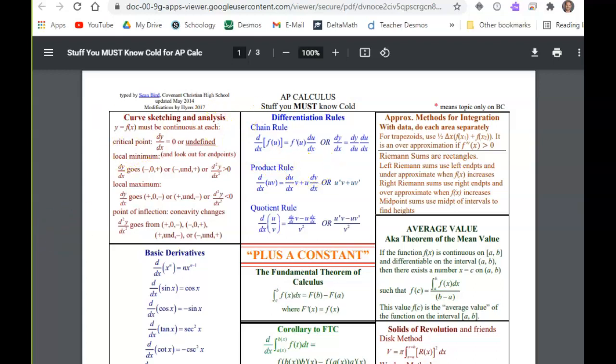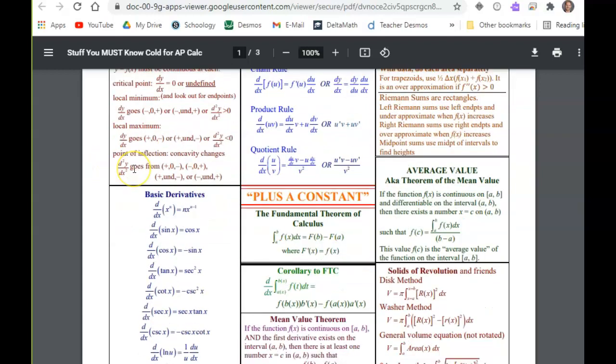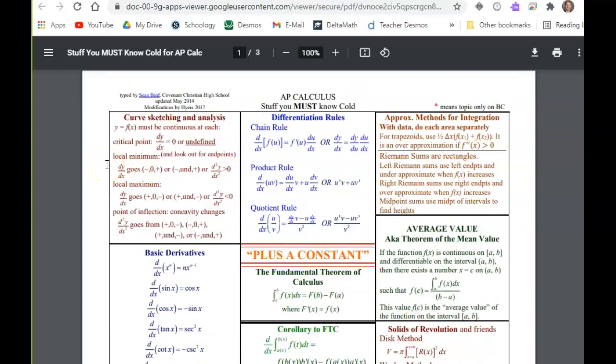So there is this link. I put it on our main Schoology page, and I titled it Calculus Reference Sheet. I just sent it to you in the chat, and those of you in person got a physical copy. So if you lose it, you can always go back and find it again. But the front side, the AP Stats, Stuff You Must Know Cold, this is all basically AB content.